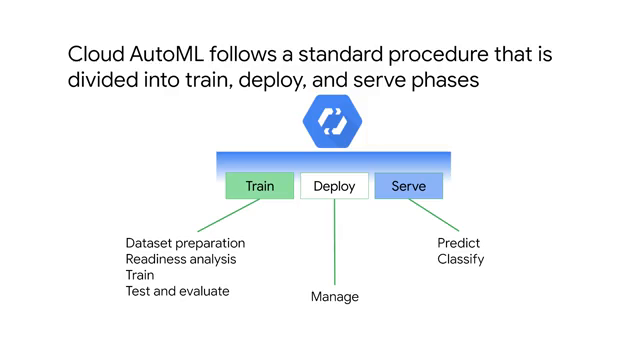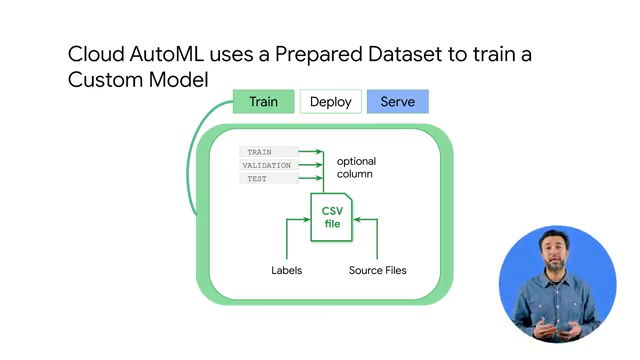Cloud AutoML uses a prepared dataset to train a custom model. You can make small prepared datasets for experimentation directly in the web UI, but it is more common to assemble the information in a CSV, comma-separated value file. The CSV file must be UTF-8 encoded and located in the same cloud storage bucket as the source files. You can also create and manage prepared datasets programmatically in Python, Java, or Node.js.